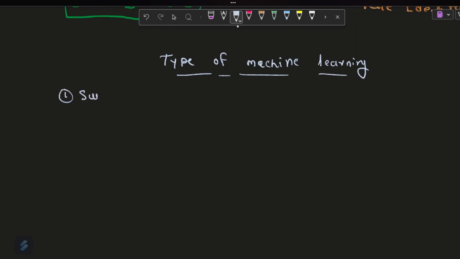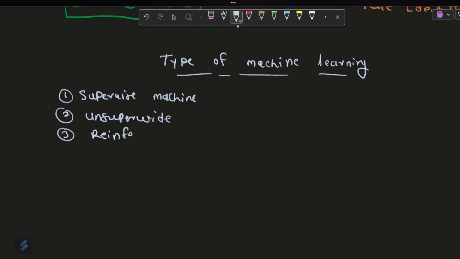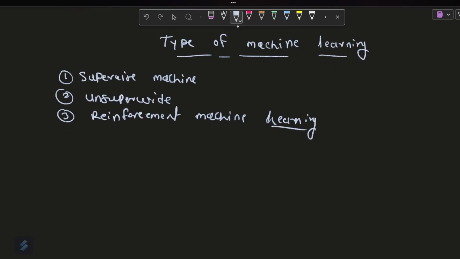The first one is supervised machine learning, the second one is unsupervised machine learning, and the third one is reinforcement machine learning. There are three types of machine learning. We will understand them one by one, what the types are and how we understand the concepts. First we are going with supervised machine learning.